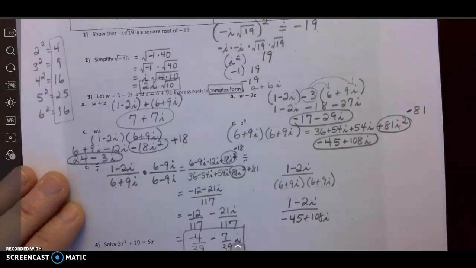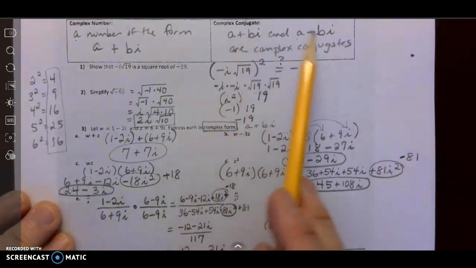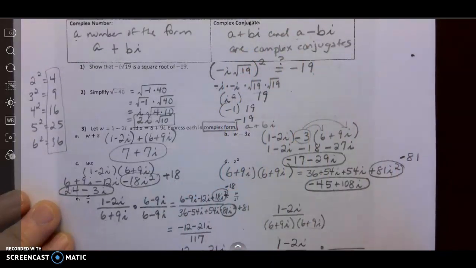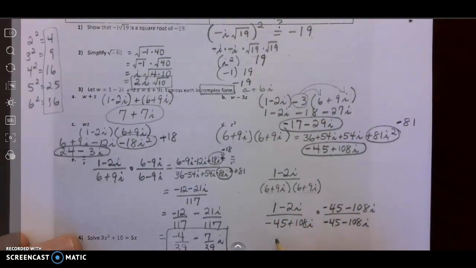But of course, I need to rationalize this denominator, so I have to multiply by the complex conjugate. Now notice in the complex conjugate, the a value doesn't change, it's only the b value. So it would be negative 45 minus 108i. Negative 45 minus 108i. So I'm going to need to FOIL. I can use my calculator to help me. So I'm going to FOIL the top.